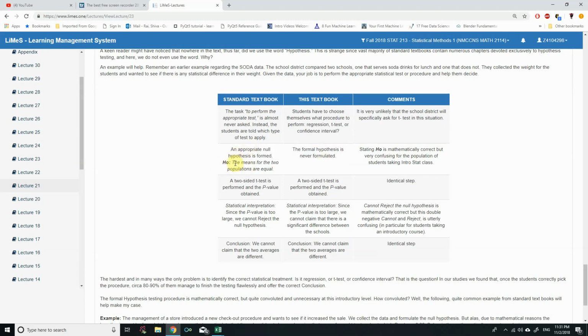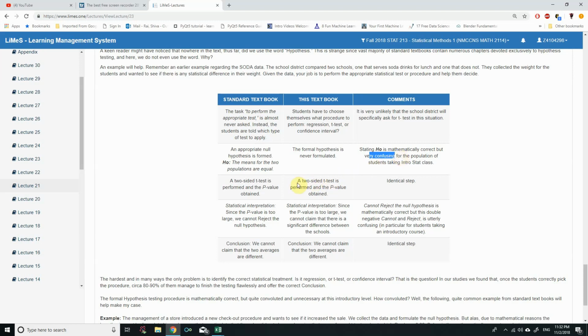So null hypothesis means the usual assumption. Okay, the means for two population averages are equal. Okay, the averages for two populations, two schools, are equal. That's what it supposes. Okay, so stating the null hypothesis is mathematically correct, but it is very confusing for almost all students, and almost all students have difficulty in understanding a null hypothesis.